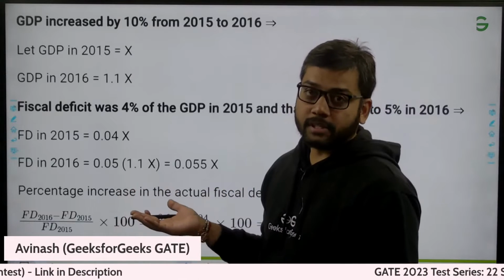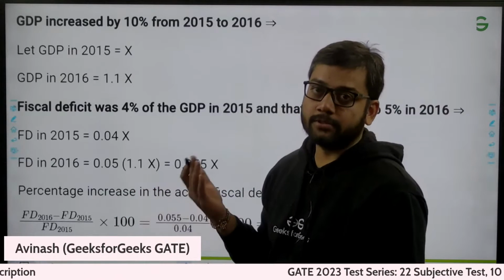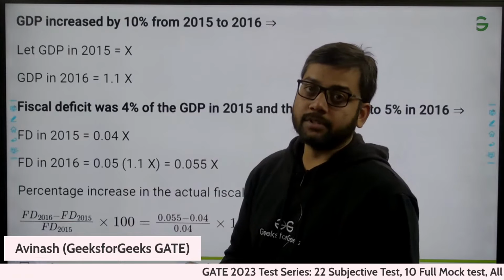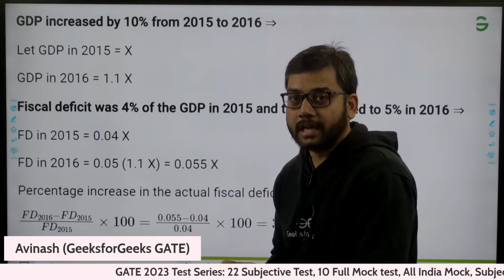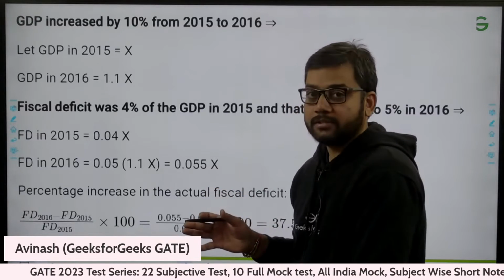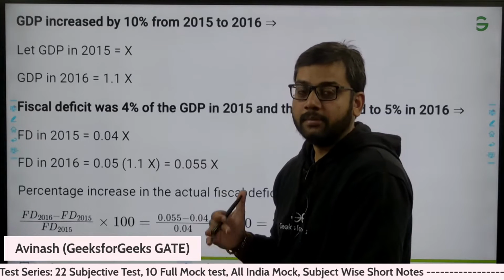The motive here is not to solve the PYQs. The motive here is to make you understand any question, how they ask the question, what language they use, and any question you can solve. Only you have to learn one thing, basic concept.